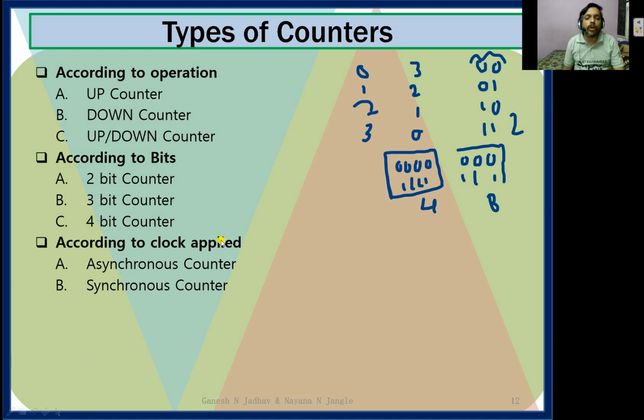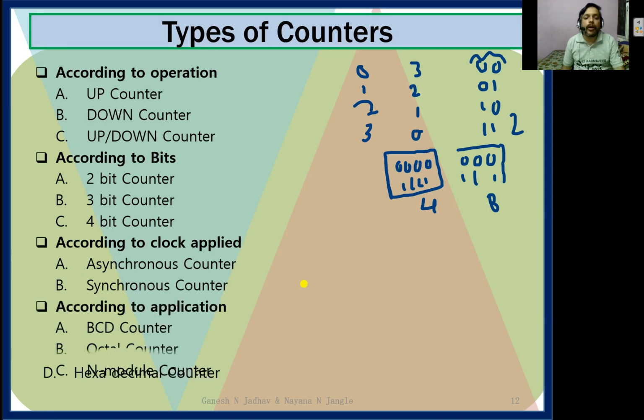According to the clock applied, it is called a synchronous counter and an asynchronous counter. We already discussed this in the beginning. If the clock is simultaneously applied to all the flip-flops, then it is called synchronous. If the output of the first flip-flop is connected to the clock of the second flip-flop and subsequent flip-flops, then it is called an asynchronous counter.